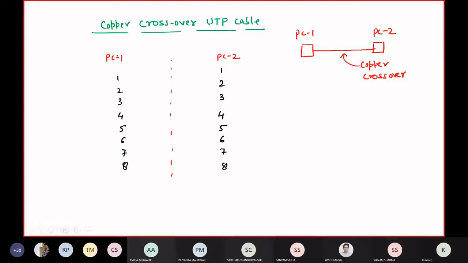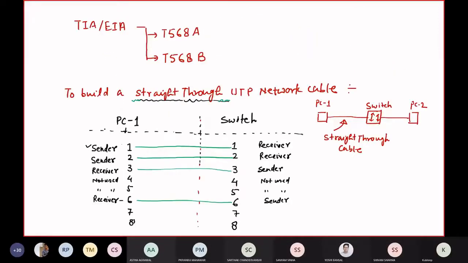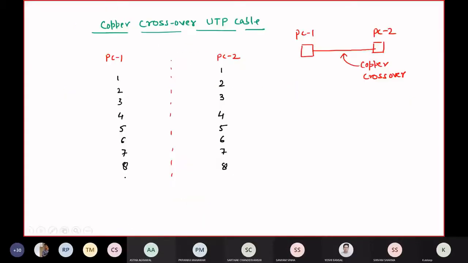So now here PC1, just now I explained how the pins function. Here 1 and 2 act as a sender, and 3 and 6 act as a receiver. So this is your sender, sender, receiver, and receiver. Others are not used. So this is PC2, this is also a PC only. Here again, your 1 acts as a sender, 2 as a sender, 3 and 6 as a receiver, right?